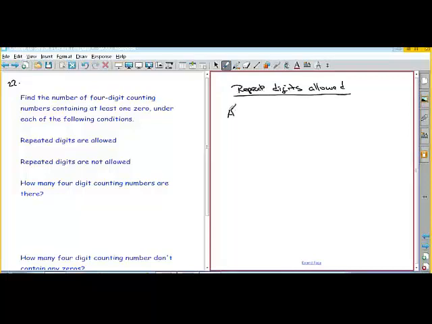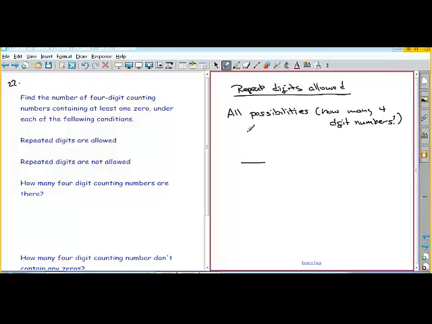Okay, so what we're going to do is do all possibilities. This is the universal set. What does that mean? How many 4-digit numbers? So let's think about this. We have a 4-step process.